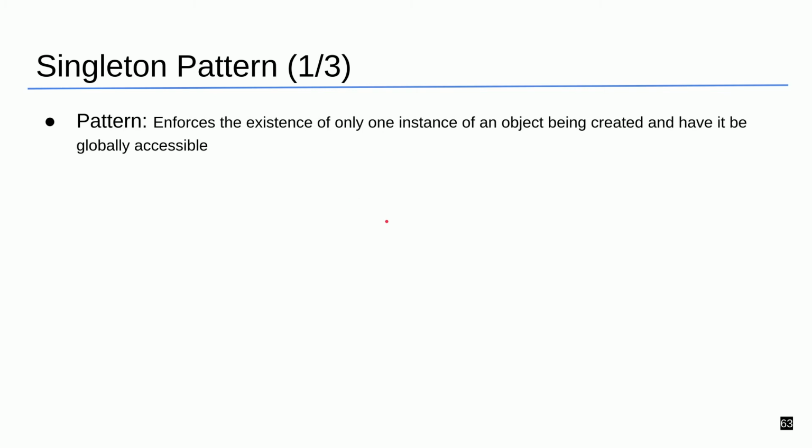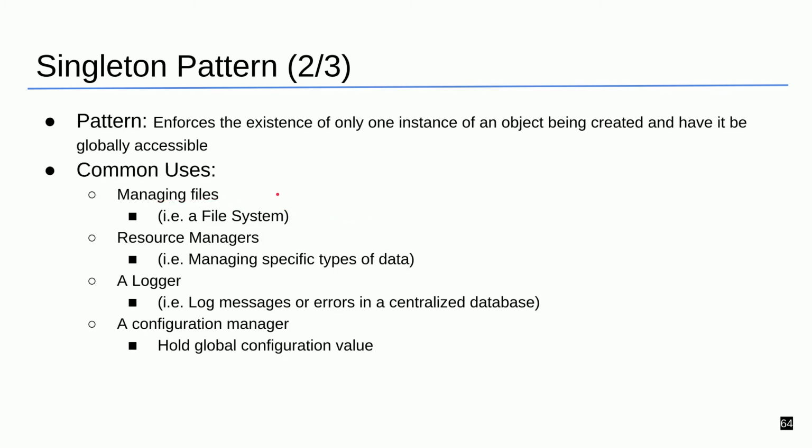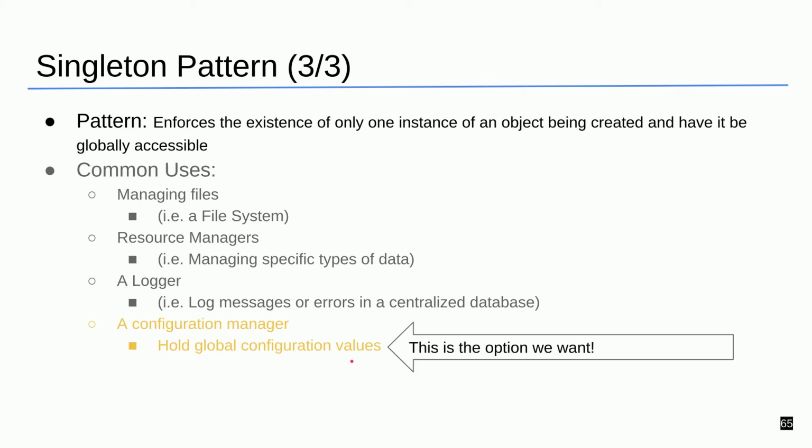The singleton pattern enforces the existence of only one instance of an object being created and has it globally accessible. Okay, so some common uses for the singleton are things like managing files in a file system, right? You only need one of them. If you have resource managers, so if you're loading data in your software, for instance, you might use a resource manager to load sound files, specifically your image files. You could have a logger that's logging bugs, for instance, in your program. Typically, you only need one of those, and they can log messages in a centralized database. And then, of course, you could have a configuration manager that holds some global configuration value. And this is what we really want today.